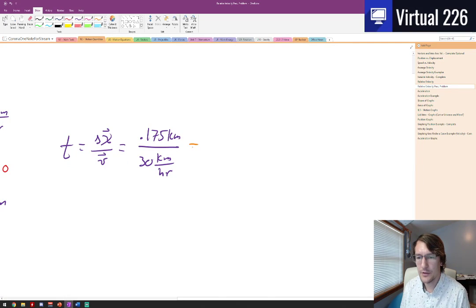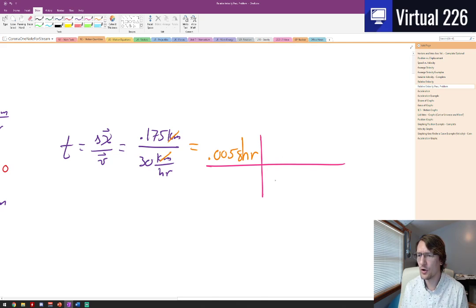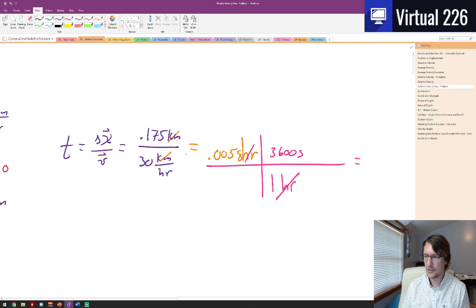If we do this, our kilometers are going to divide out, which is nice. It will give us an answer in hours, which we're going to have to convert. That's okay. 0.175 divided by 30 is 0.0058 hours. And if we need to convert that into seconds, we know within 1 hour there are 3,600 seconds. So we'll just multiply this by 3,600, which gives us 21 seconds.